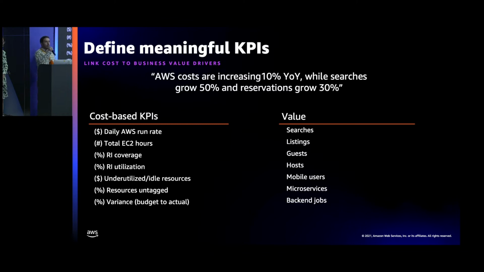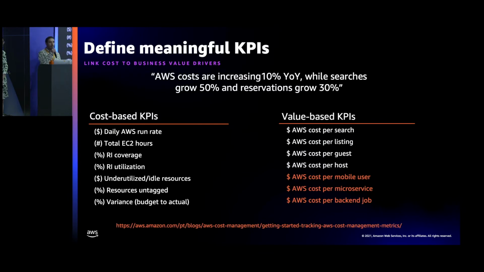There are business value drivers, such as, for the example of a hotel reservation agency, searches and listings. These are business value drivers that are tied to cost-based metrics. So how do you take advantage of that? You have to build value-based KPIs, or come up with some kind of value-based KPIs, such as cost per search or cost per listing, in the example of a hotel reservation site, right? But make sure that when you come up with these KPIs, they go against the whole organization, not just a specific team.